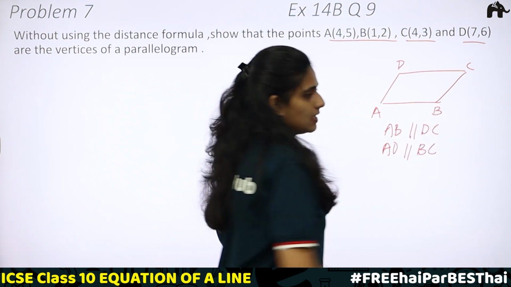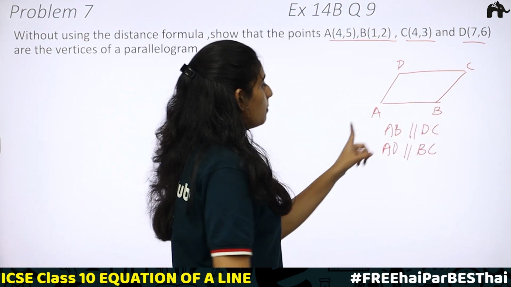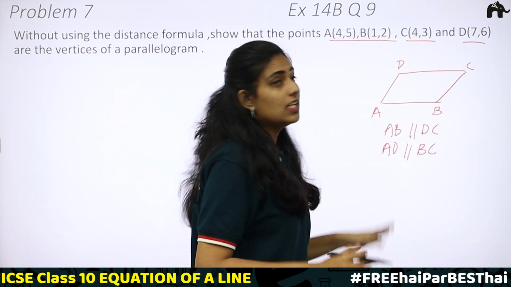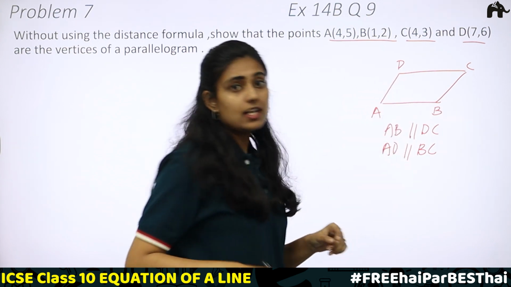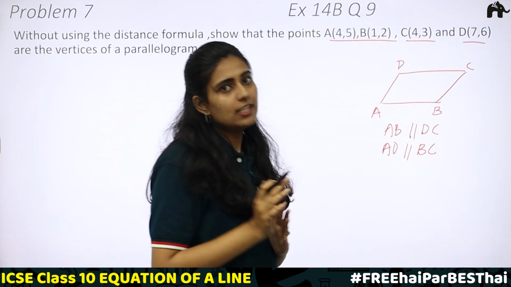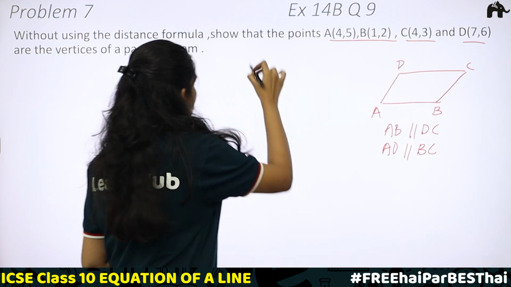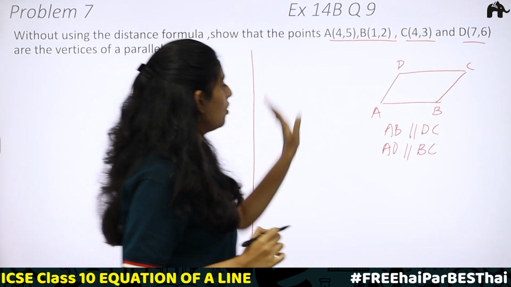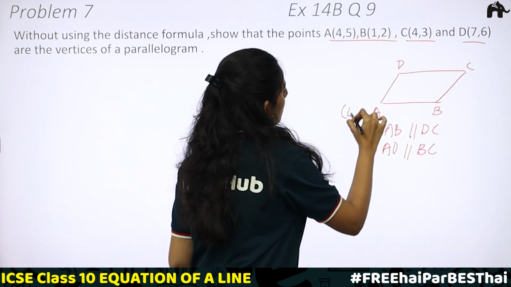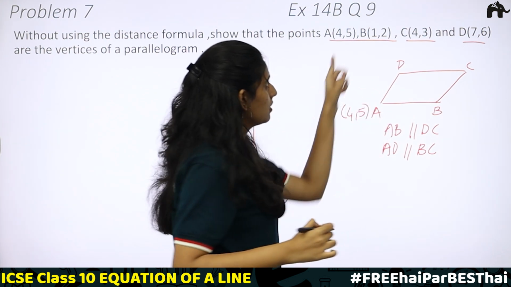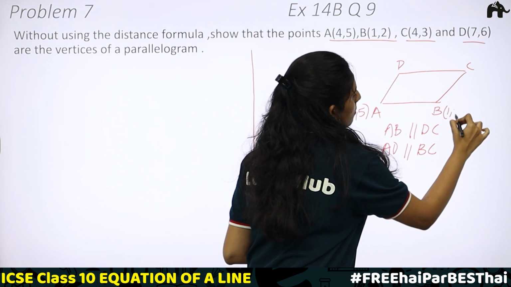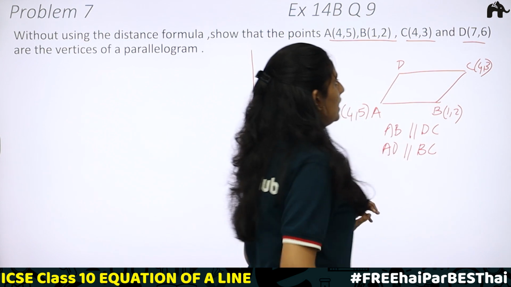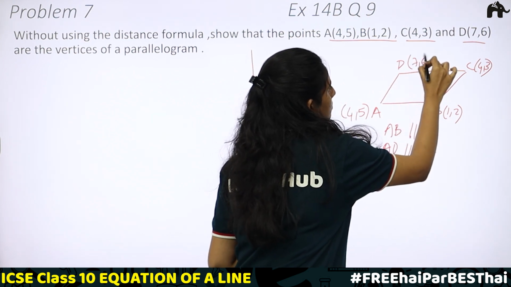to BC. By finding the slopes of all the sides and checking if the slopes of two sides are equal. If the slopes are equal, then the sides will be parallel. We'll find the slope of all the four sides. Here we have points A with coordinates 4, 5, B 1, 2, C 4, 3 and D 7, 6.